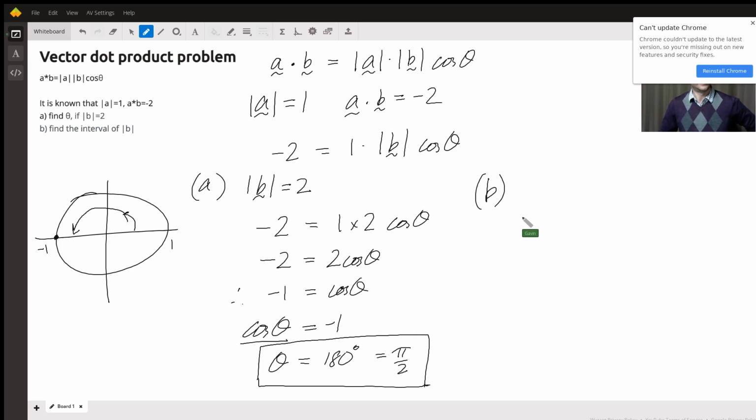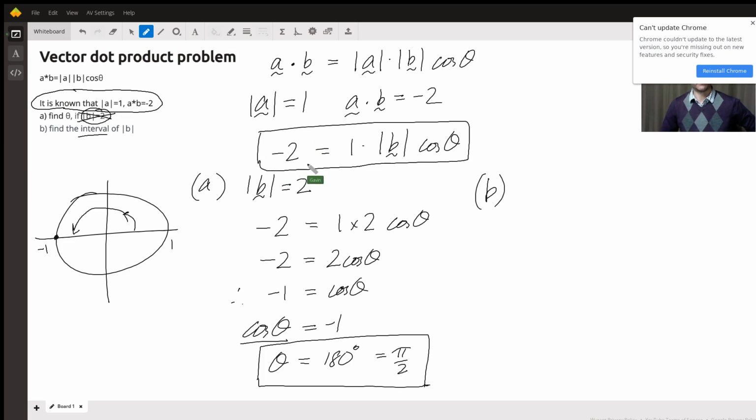For part B, they want the interval of the length of the vector B. This can be a bit confusing for two reasons. One is that I thought they gave the length of B already to be 2, so why are they asking again? Well, that's actually only for part A. So that doesn't apply for part B. So we're starting again, in fact from the point where we have two unknowns.